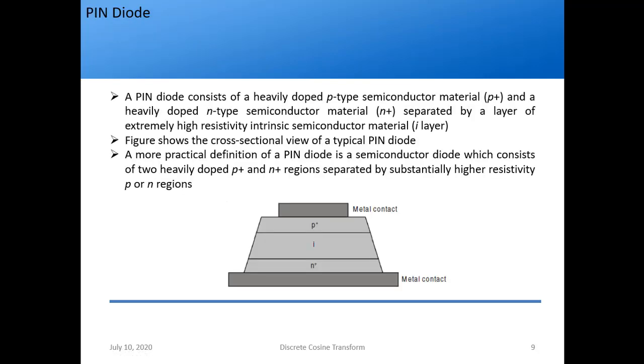Then we have the PIN diode. As I told, plus indicates very high doping. So P plus, I and N plus. I is what? Intrinsic semiconductor material. It is a pure material with very minimum or no doping at all. P plus will have holes as majority carriers and N plus will have electrons as majority carriers.